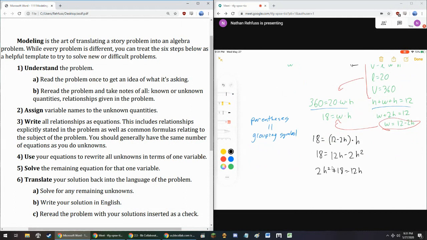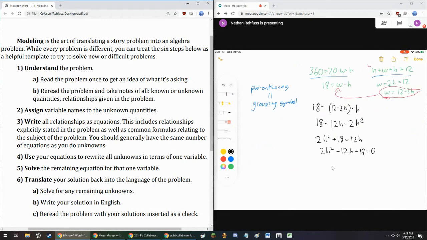And subtract the 12h. One more thing, I've got a greatest common factor of 2. If I'm trying to factor this down, I'm going to divide both sides by 2. That'll make things a lot easier. Now the leading coefficient is 1, and we can use that sum product method we like.